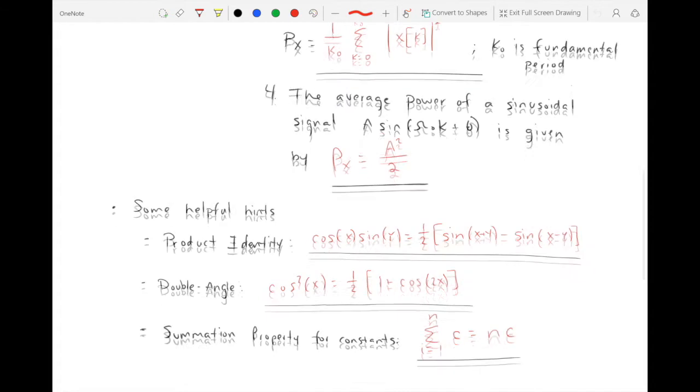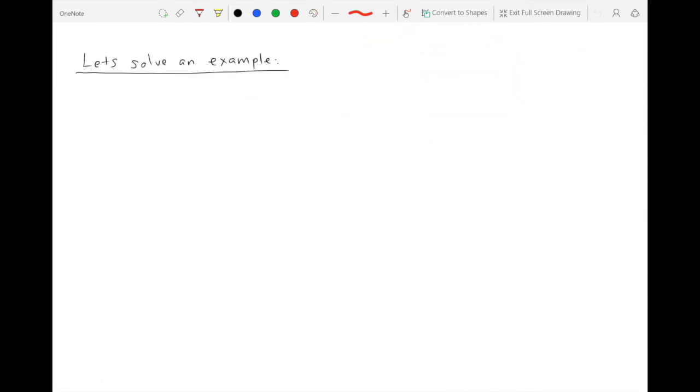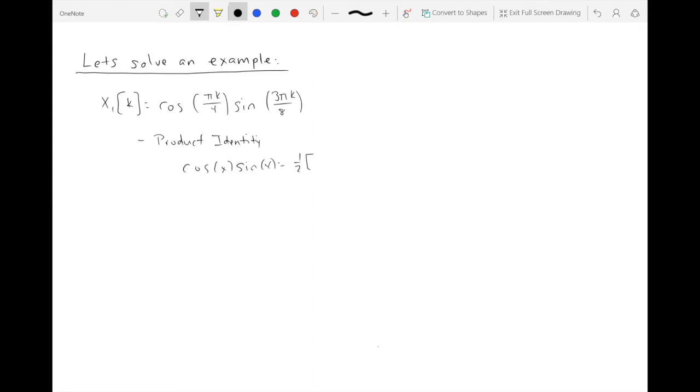All right, moving on, we'll go ahead and solve an example for you guys. x1 of k equals cosine pi k over 4 times sine of 3 pi k over 8. We go ahead and use the product identity formula to simplify this signal. Cosine of x times sine of y equals 1/2 sine of x plus y minus sine of x minus y. So applying this to the signal, we can go ahead and get 1/2 sine of 5 pi k over 8 minus sine of negative pi k over 8.